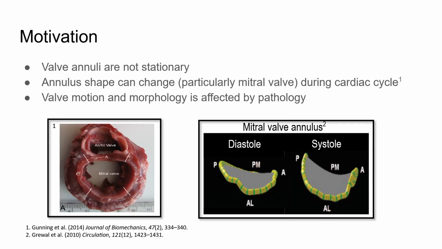Our motivation is we want to track where the valves are in the heart throughout the cardiac cycle. The valve annuli are not stationary, they do move throughout the cycle, and the actual shape of the annulus can indicate certain pathologies, and the amount of motion can also indicate certain pathologies. We're also interested in knowing where the valves are located in images so that we can construct meshes more accurately than we can just with segmentations.